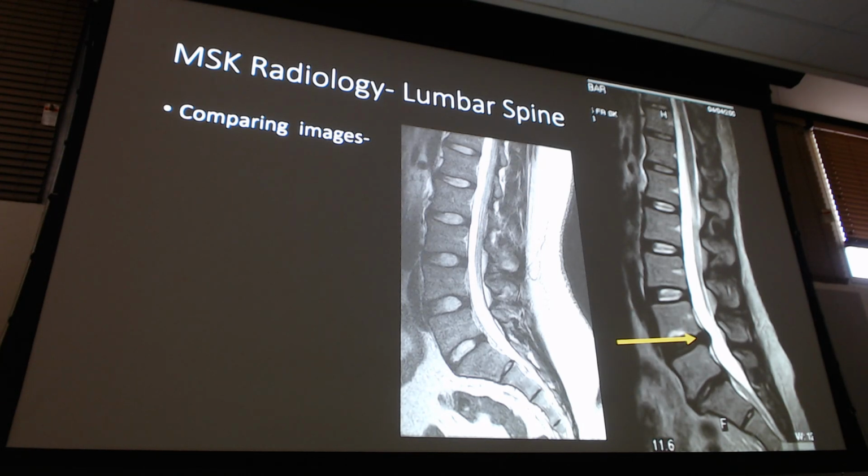Would we ever see an anterior bulging disc? You can. It's very, very rare. Path of least resistance, spinal canal for the disc. So that's typically where it bulges or herniates.